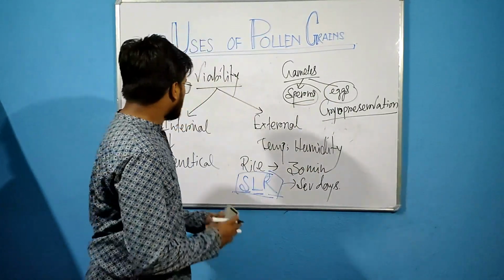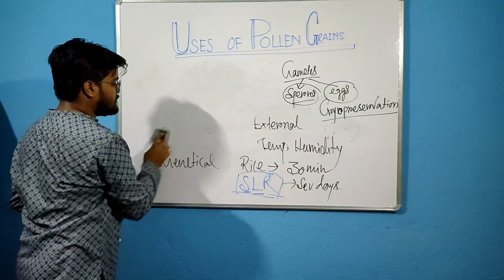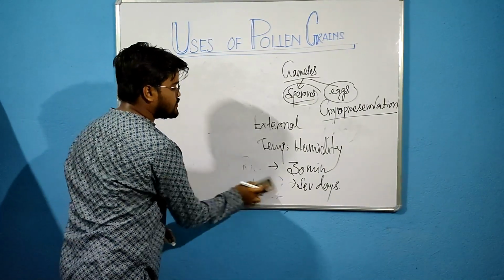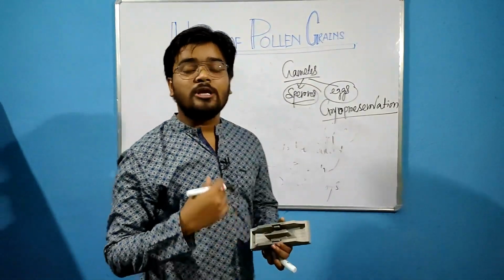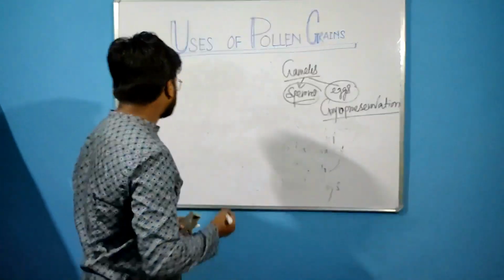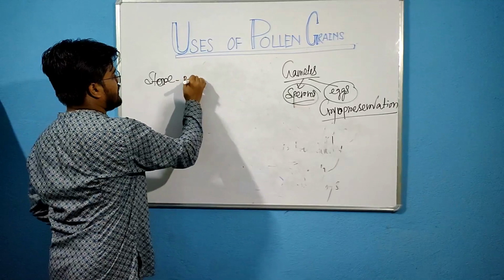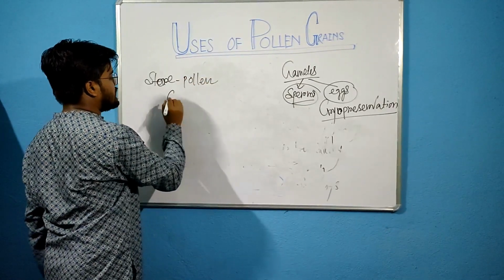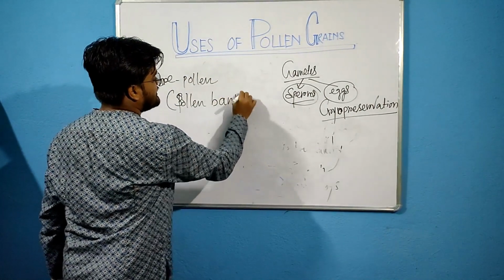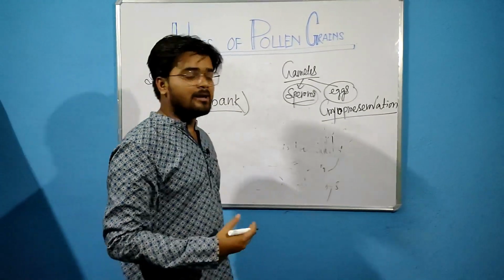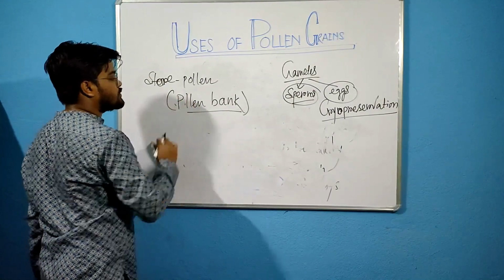In the same way, we can also store pollen. Why will we store the pollen? To induce the plant breeding program. But where will we store pollen? We can store the pollen in a pollen bank, just as we have a sperm bank and a blood bank. In that pollen bank we can store the pollen.